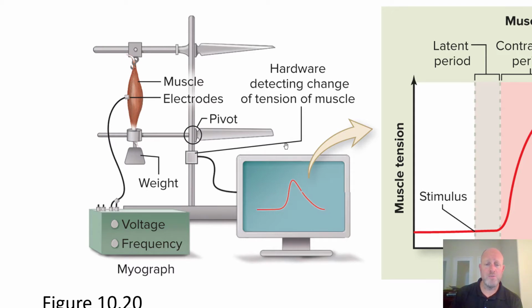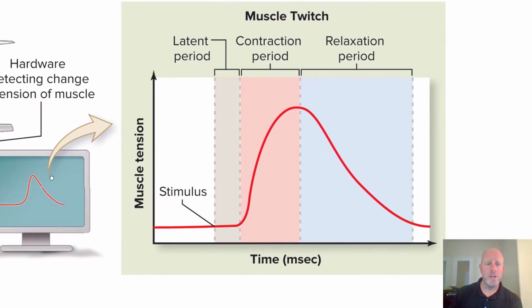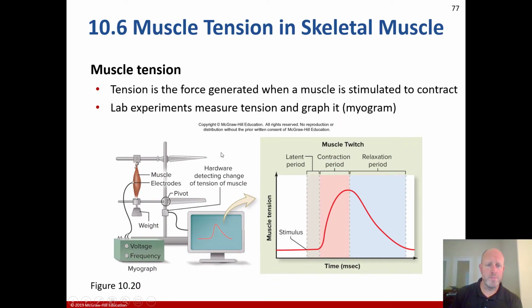The hardware detects change of tension in the muscle. And then we can assess the latent period, where the stimulus occurs before the contraction actually kicks in, then the contraction period, where the height of the contraction peaks, and then as it returns toward normal, the relaxation period, measured in time per milliseconds.